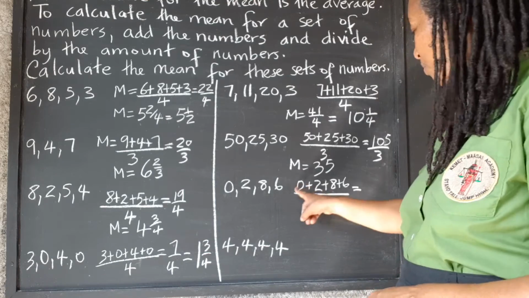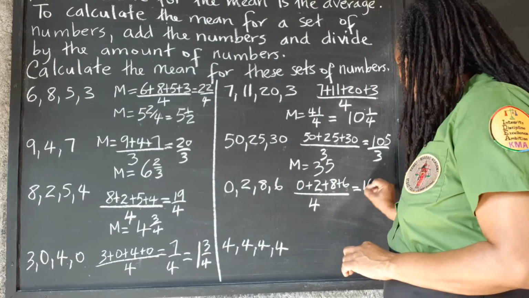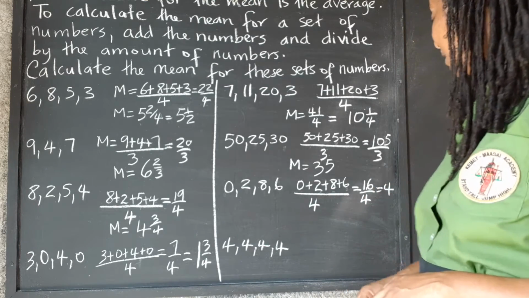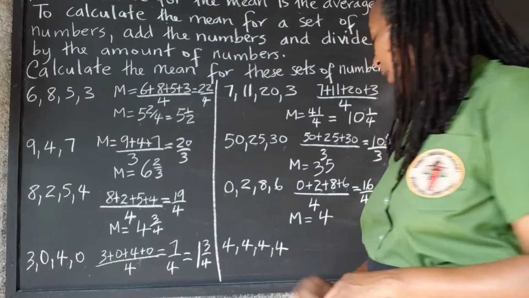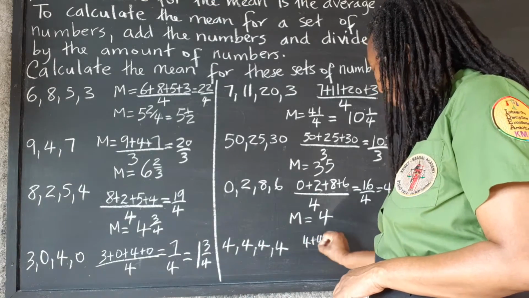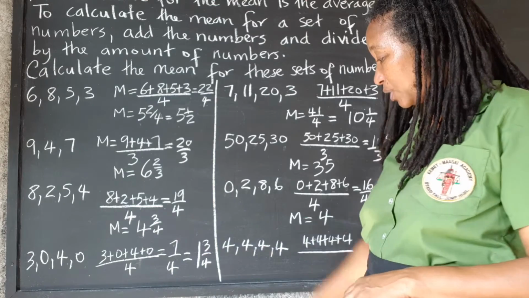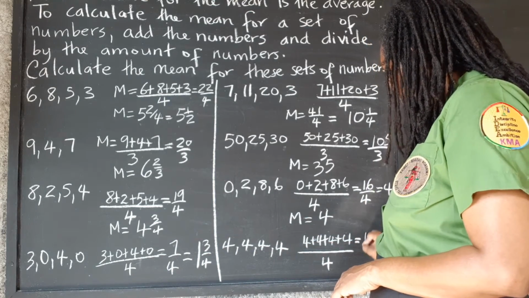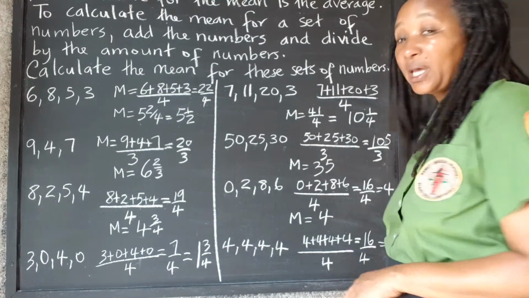8 and 2, 0 plus 2 is 2 plus 8, 10 plus 6, 16, divided by 4 is 4. That's the first time we're getting an actual whole number for our mean. Okay. Now here we have 4 plus 4 plus 4 plus 4. How many numbers? 1, 2, 3, 4. 4 plus 4 plus 4 plus 4 gives 16, divided by 4 is also 4.